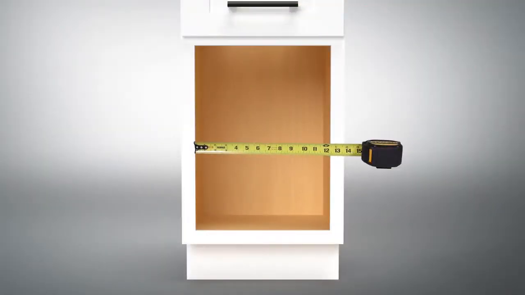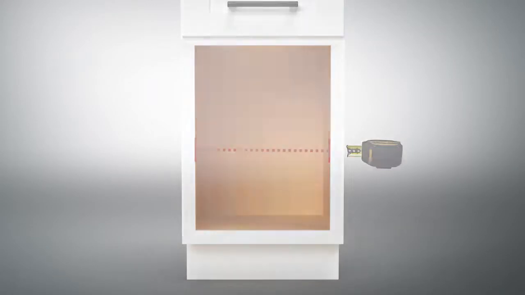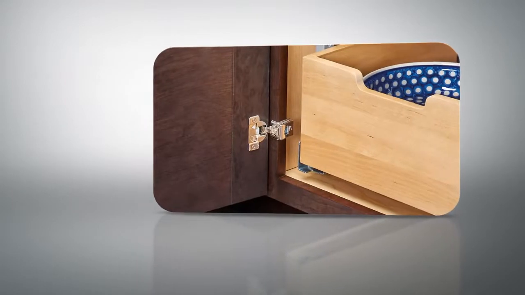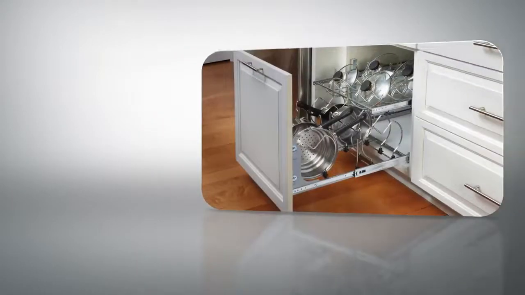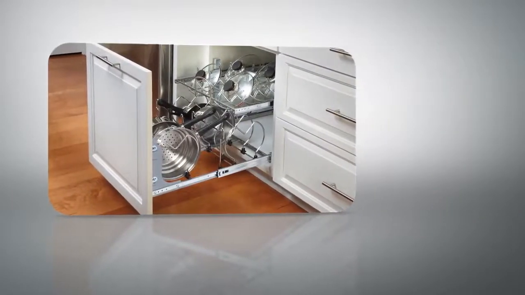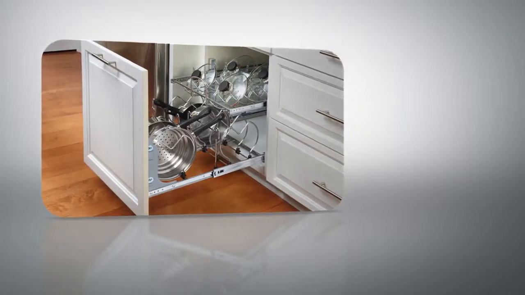Begin by measuring the opening width of your cabinet and take into consideration your cabinet door hinges, as your product will need to slide in and out without interfering with these. If your product requires the cabinet door to be mounted to it, then you don't need to worry about that.